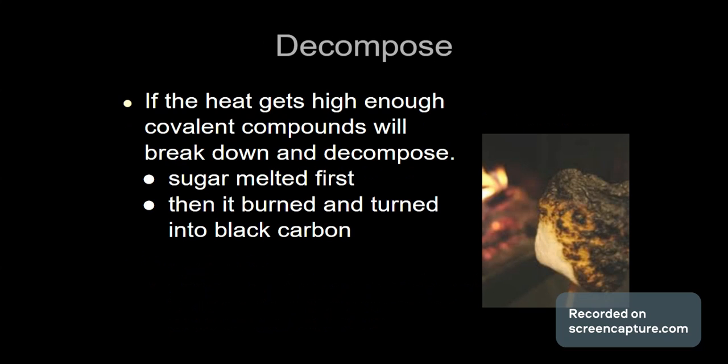Decomposition, or decompose. If heat gets high enough, covalent bonds will break down and decompose. Sugar melts first, then it burns and turns into black carbon. When I talk about the caramelization process, that's when the sugar starts to melt. As it starts to go closer to the state of burning, you get the different types of caramel: dark, medium, light caramel, different flavors and textures, because it starts to approach the level where it can burn.